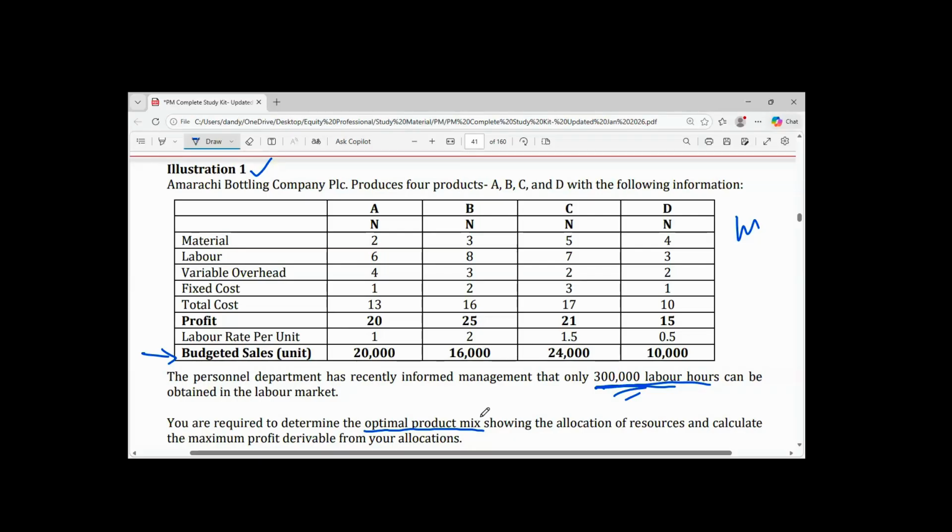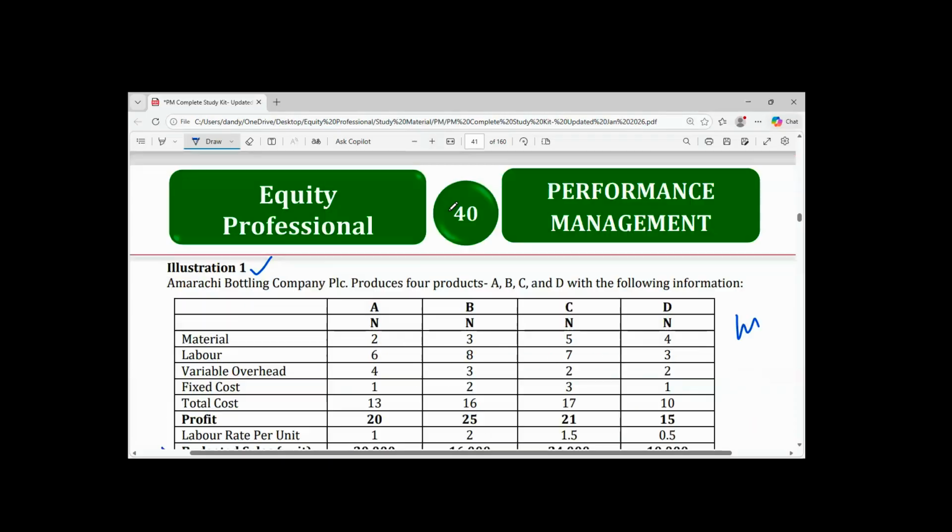So because of time, let me stop sharing this and move to the working notes. So we want to determine optimal product mix for Amarachi Bottling Company. This is page 40, illustration number 1.